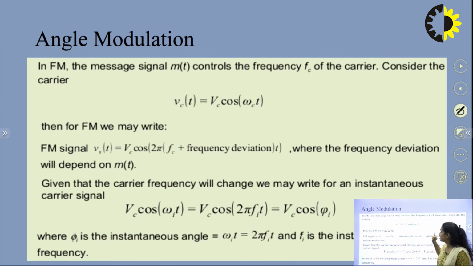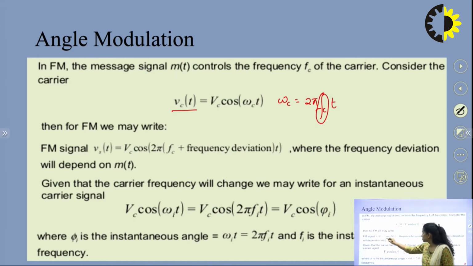In FM, the message signal MT controls the frequency of the carrier. Now consider the carrier Vc equals Vc cos 2 pi FCT. That is, I am considering my carrier wave to be a cos wave. Now for an FM signal, there will be some frequency variation, right? If I expand my omega c, this is my 2 pi fct. Now I have to change this part specifically. So Vc cos 2 pi fc plus some frequency deviation, where the frequency deviation will depend on mt, my message signal.